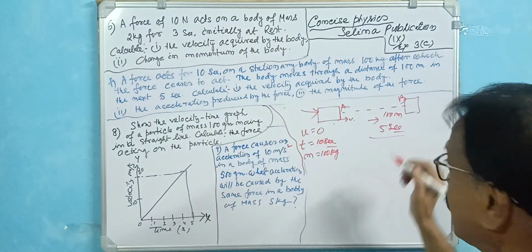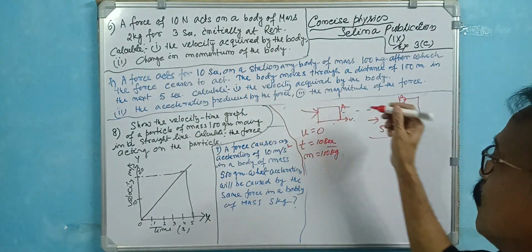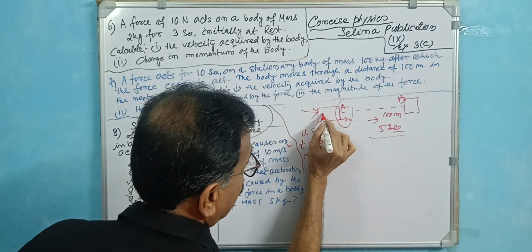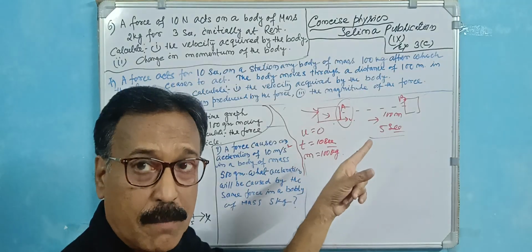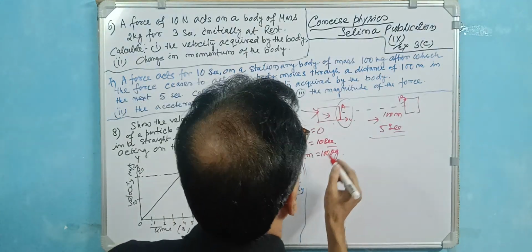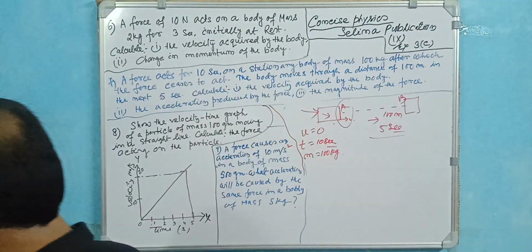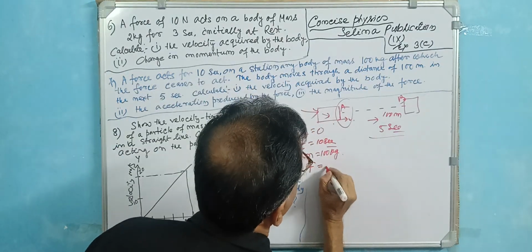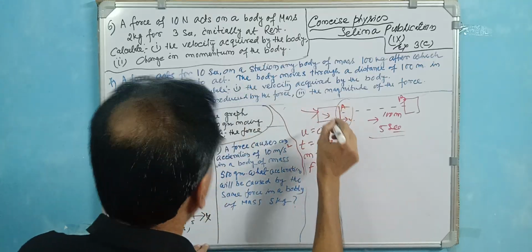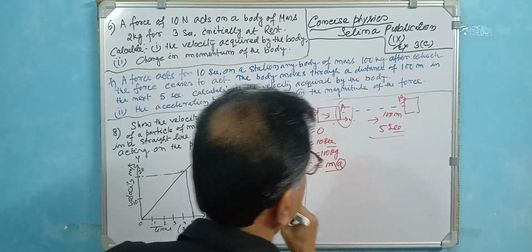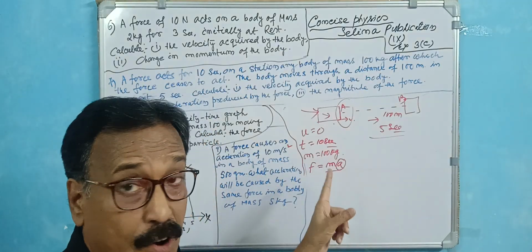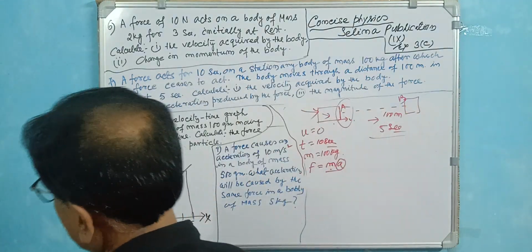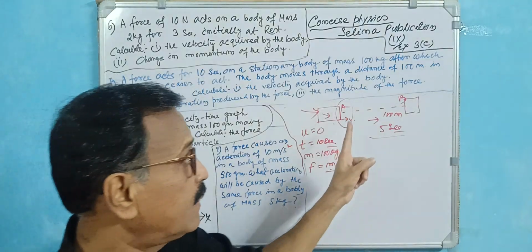Here 5 seconds is the time. Now the velocity acquired by the body. First, what is this? Here force is acting, acceleration is there, that means velocity is developed. F is equal to ma. You don't know the force here, and you don't know the acceleration, so from here you cannot calculate the velocity. First you calculate here. This is the straight way.